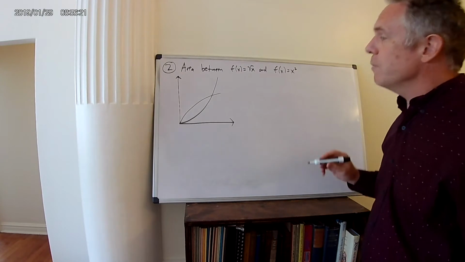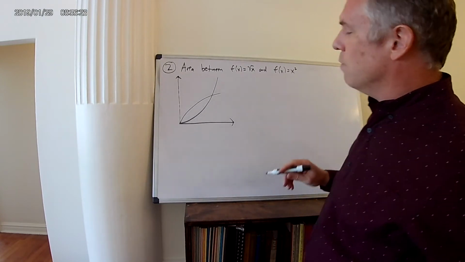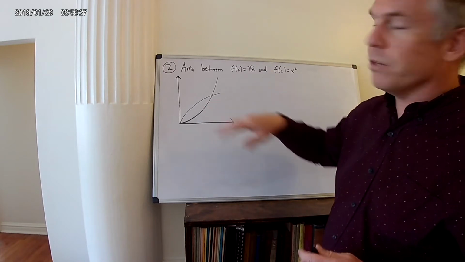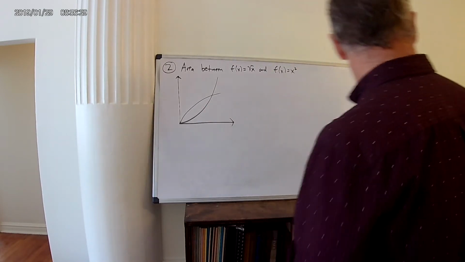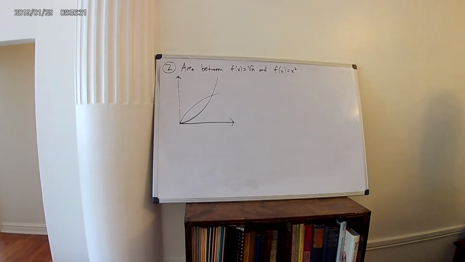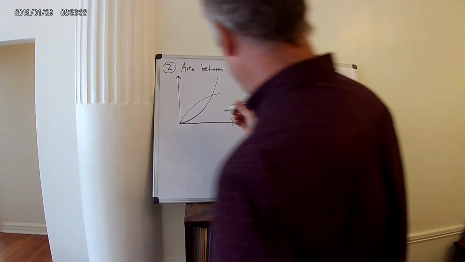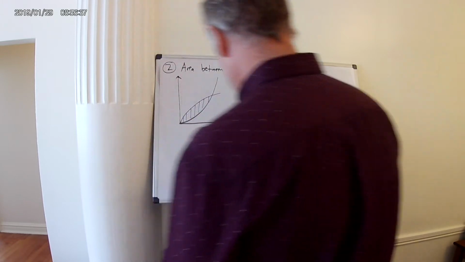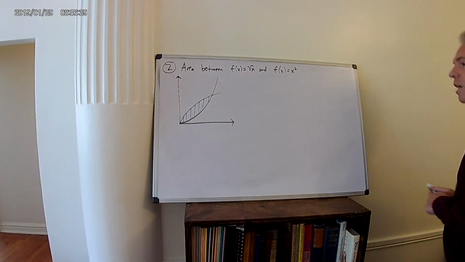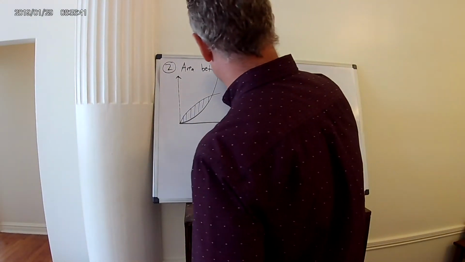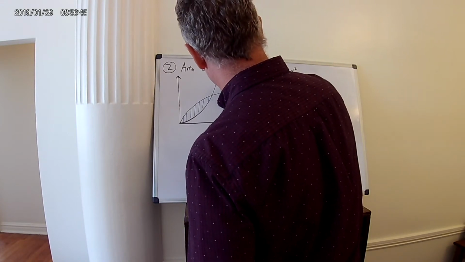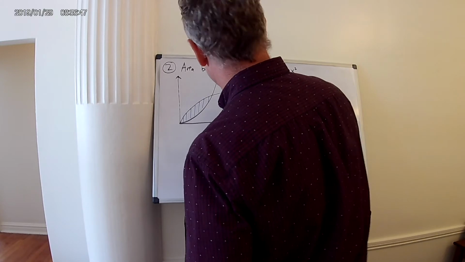It's clear from this graph that these 2 curves intersect at 2 points, and this means that these 2 curves enclose a certain amount of area. So we want to find the area enclosed between these 2 curves. Let me label these 2 curves again. This is f of x equals x squared. This is f of x equals square root of x.